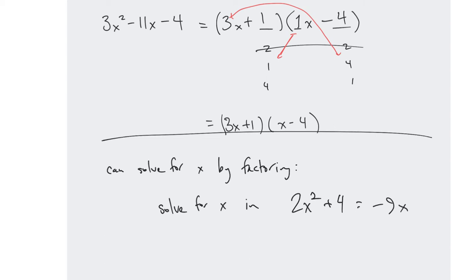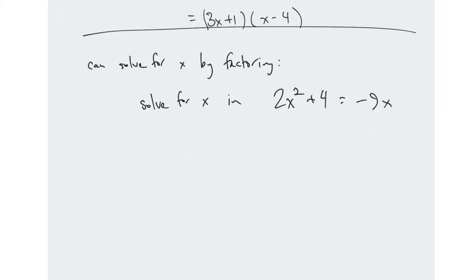2x squared plus 4 equals negative 9x. Can you solve for x? You do this by factoring. The first thing you should do is put everything on one side so that it equals 0, because I want it to look like just a standard looking quadratic polynomial. So to put everything on one side so that it equals 0, I'm going to add that negative 9x onto the other side. You must set it equal to 0 before you try to factor it or anything.